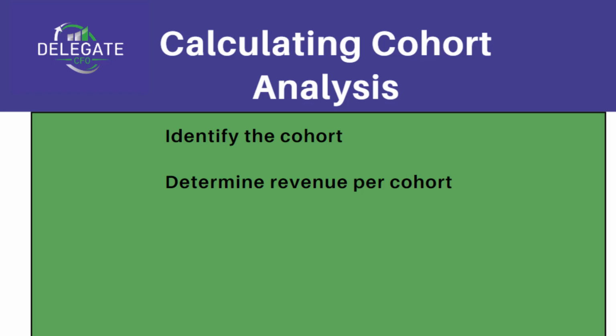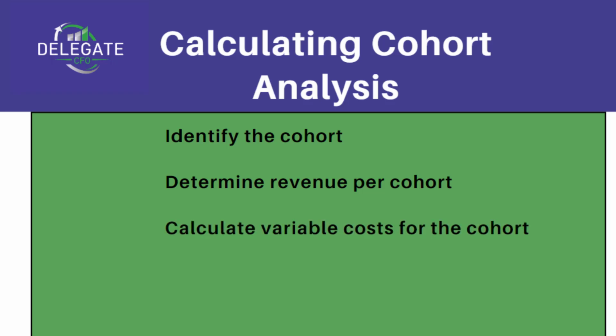Next, calculate the variable cost for the cohort. Now, this is one of those areas that tends to get overlooked when setting up an accounting system, as identifying the revenue to the cohort is usually pretty simplistic. However, making sure the costs related to those specific cohorts sometimes gets lost in the shuffle. So this one is definitely very important.